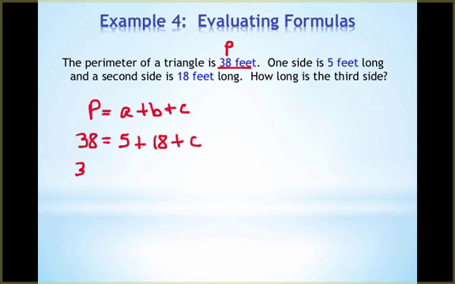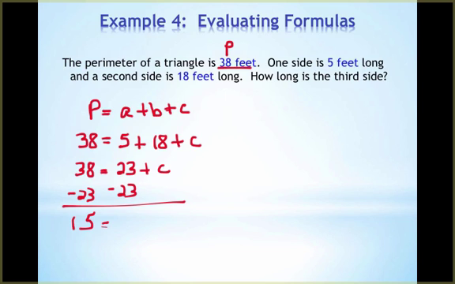So now if we solve our equation like we've done before, go ahead and combine our like terms. 5 plus 18 is 23, and then subtract 23, and we get 15 is our third side. So our third side should be 15 feet.